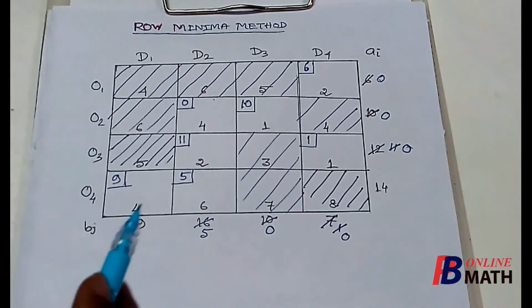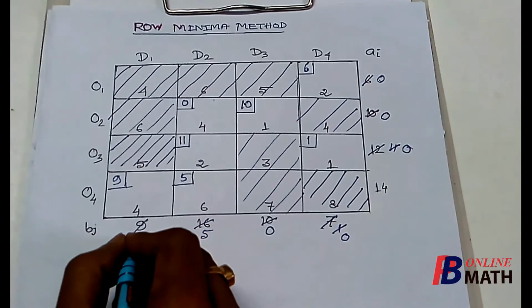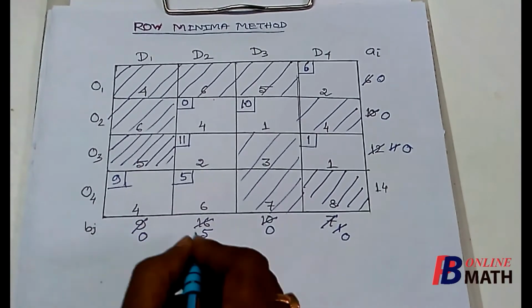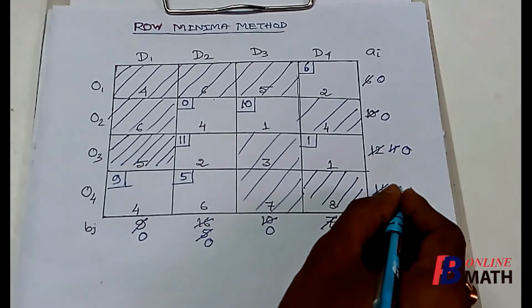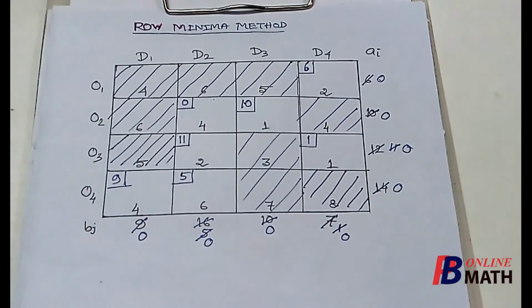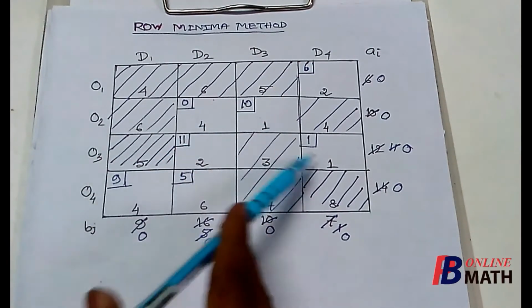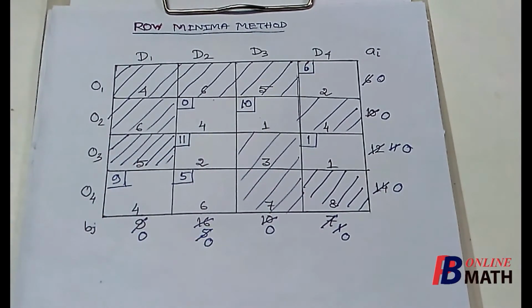So if we allocate 9 and 5 here, then the revised demands of the destinations are 0 and 0, and the revised capacity of this origin is 0 again. So we have made all the possible allocations here. So here we have found that the number of basic variables are 1, 2, 3, 4, 5, 6, 7. So these are the possible 7 basic variables, and all the remaining variables are non-basic variables.